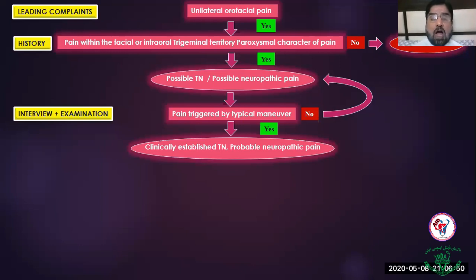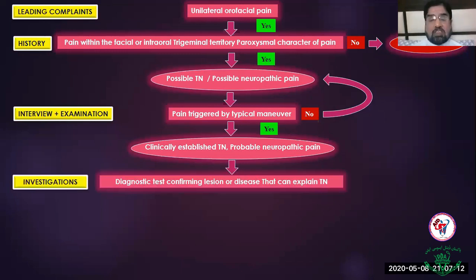That is a clinically established trigeminal neuralgia, but with probable neuropathic pain. Here the word "probable" comes in, and you have to remove it from your diagnosis: clinical establishment is not the definite trigeminal neuralgia diagnosis. Now what you are going to do is the investigation, and the best investigation is MRI. No other investigation is as potent as MRI.